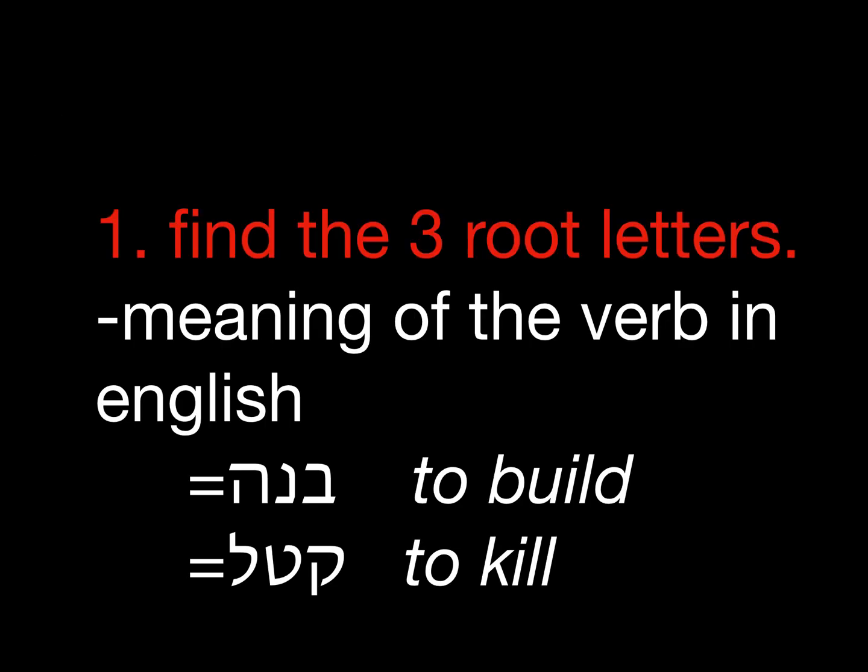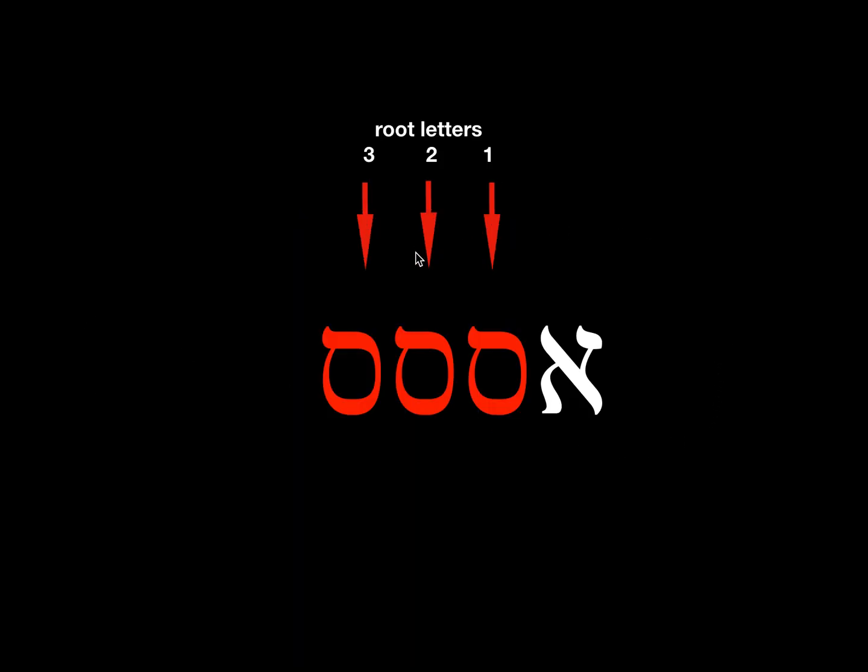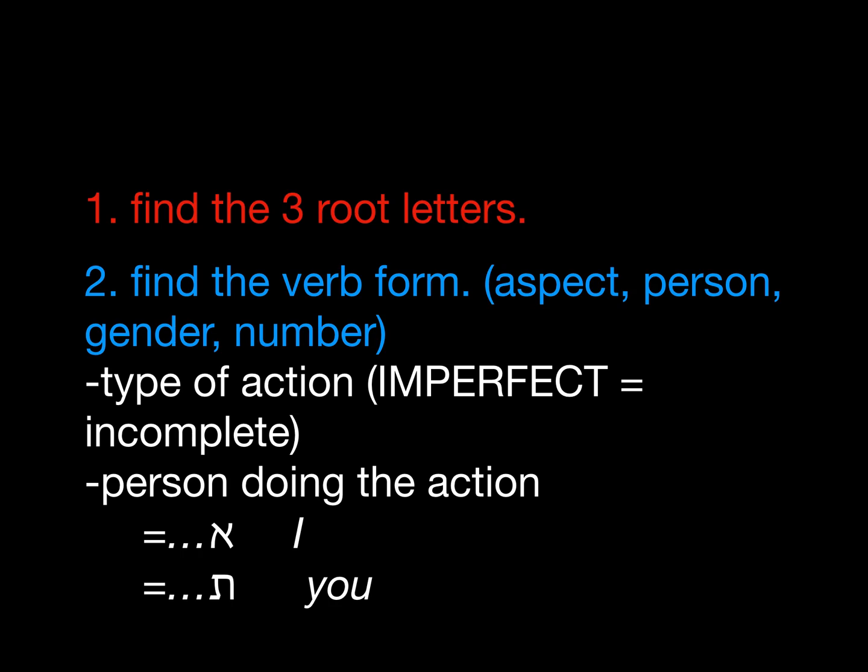When looking at the verb itself, the steps are very similar to deciphering and translating the perfect. So first you need to find the three root letters which will give you the meaning of the verb. So for example, verb bana, if you find the three root letters bet nun he, it would mean to build, or verb katal, which would mean to kill. So if you see a verb, you identify the three root letters, you will know the basic meaning of the verb in English.